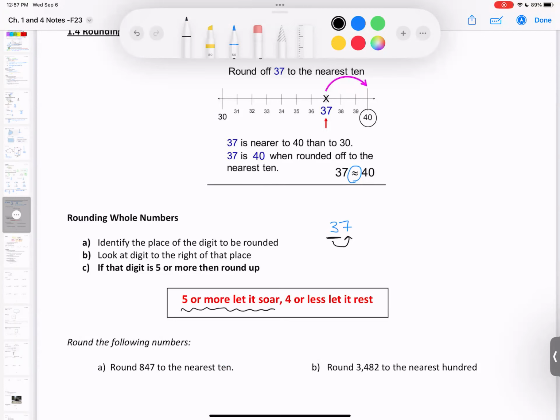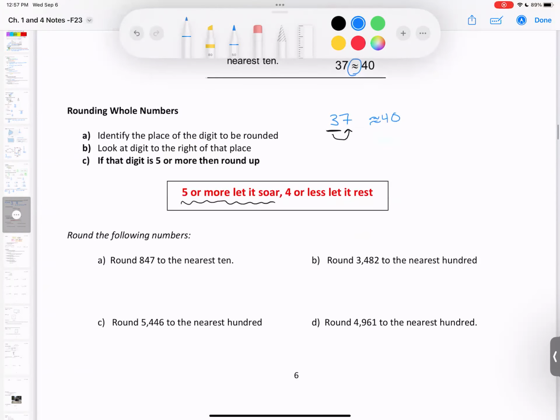If the number is greater than 5, it's going to be closer to the higher 10, right? To the higher number. So here, that's why you would round this to 40. Approximately equal, I should say, approximately equal to 40. Okay, let's do some practice.